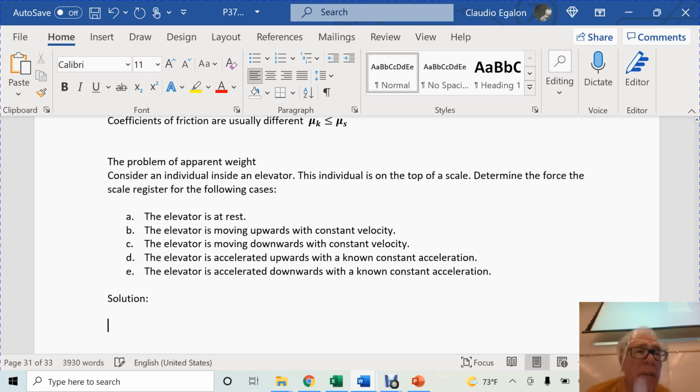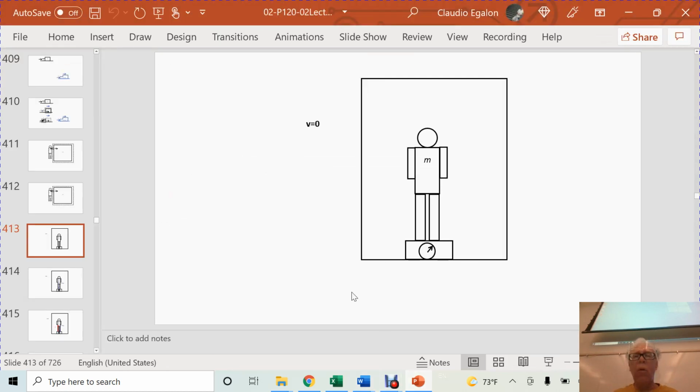If you're seeing that for the first time, what we're seeing here is not going to be obvious. So here you go. Elevator at rest. Let's make a drawing of the guy inside the elevator, on top of the scale. Apply all the forces. Identify all the forces being applied to the individual. Not only do you have the weight, but you also have the normal, right?